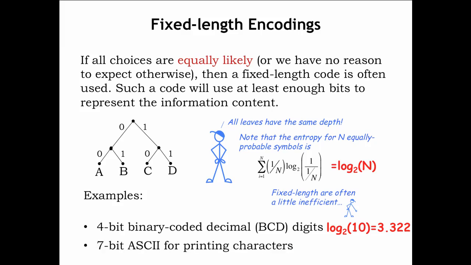Another common encoding is ASCII, the code used to represent English text in computing and communication. ASCII has 94 printing characters, so the associated entropy is log base 2 of 94, or 6.555 bits. So we would use 7 bits in our fixed length encoding for each character.